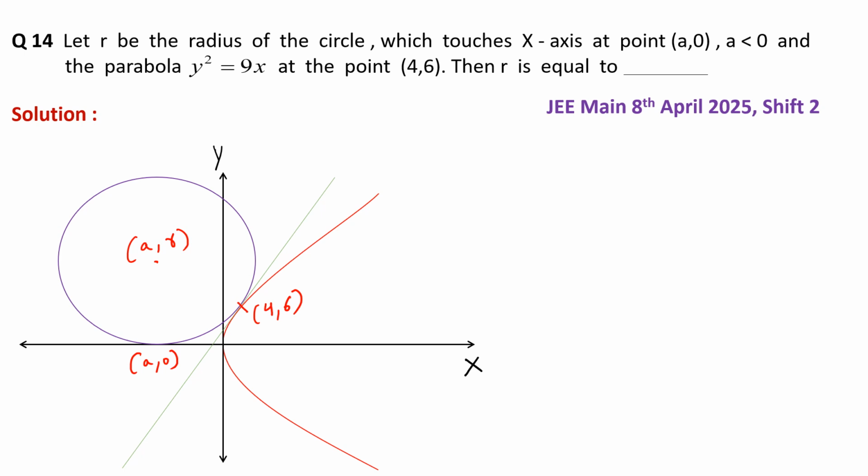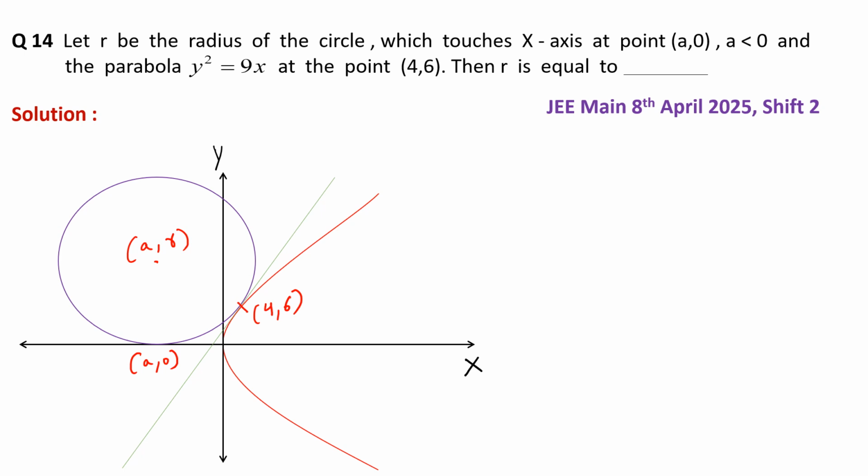It says, let R be the radius of the circle which touches x-axis at point (a, 0), where a is less than 0, and the parabola y square equal to 9x at the point (4, 6), then R is equal to. Now students, we have to find the radius of the circle.